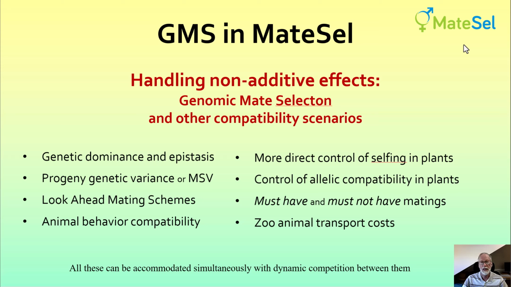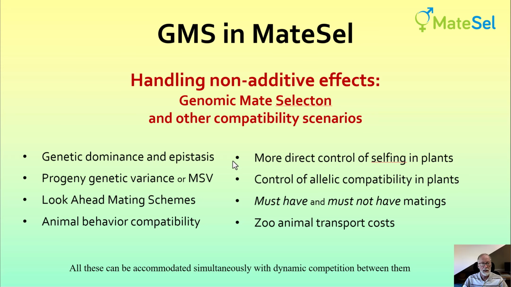This is all to do with handling non-additive effects, and this means that we don't simply look at the value of two individuals to be mated and take the average. There's something special about those two individuals that gives you a non-additive effect, a deviation from the average. And our classic application for this is Genomic Mate Selection, which is why we called it the GMS facility, but it relates to a range of other compatibility scenarios, and this is just a list of some of those here.